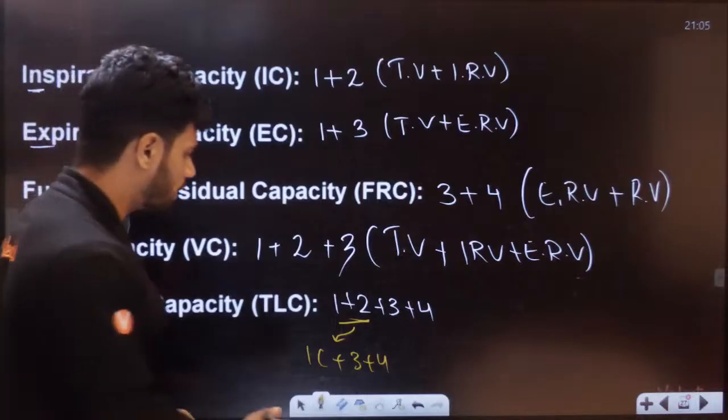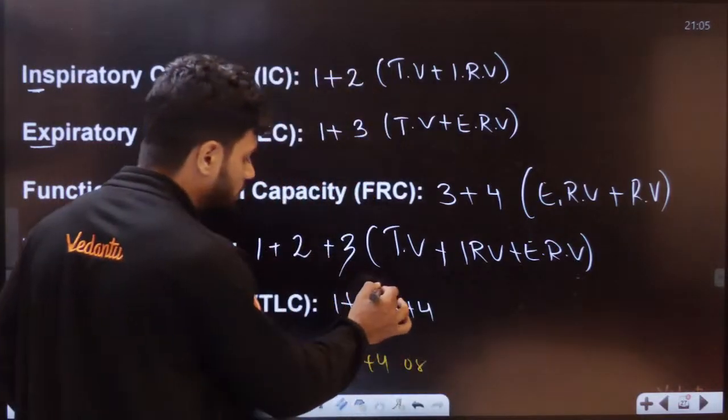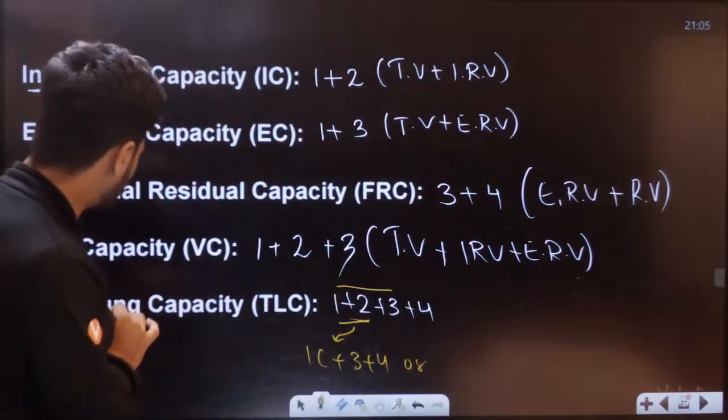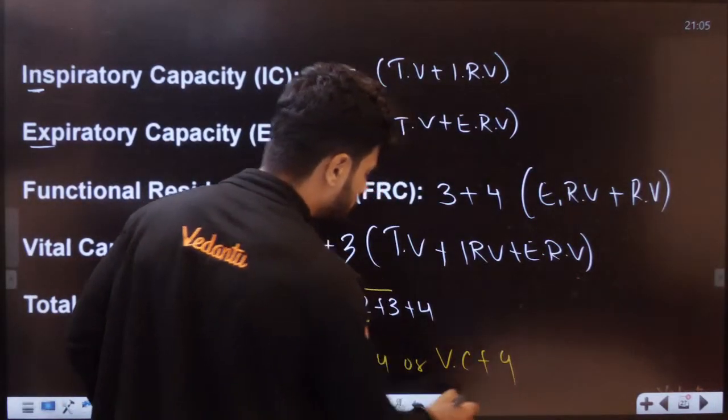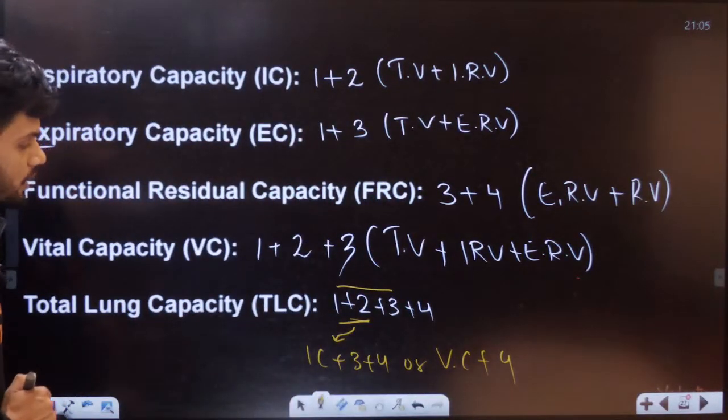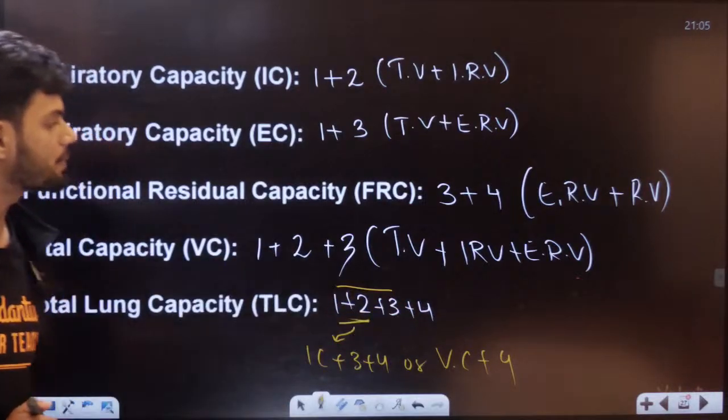Or let's say 1 to 3. What is 1 to 3, students? That is VC, vital capacity. So VC plus 4 is also total lung capacity. What is VC? 1 to 3, and 4 is separate.